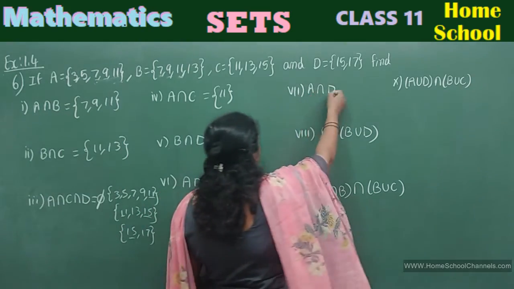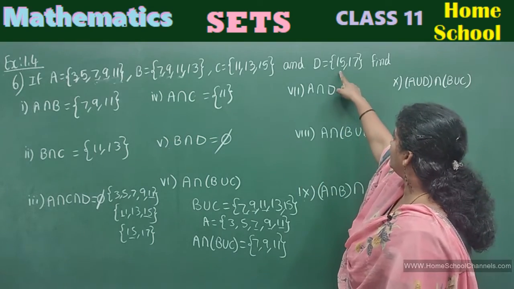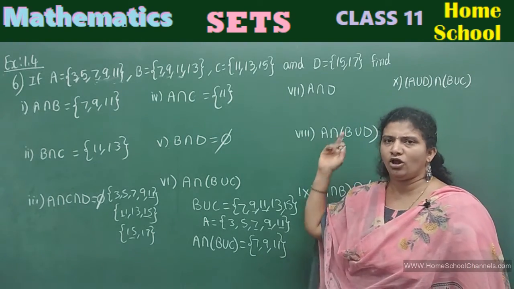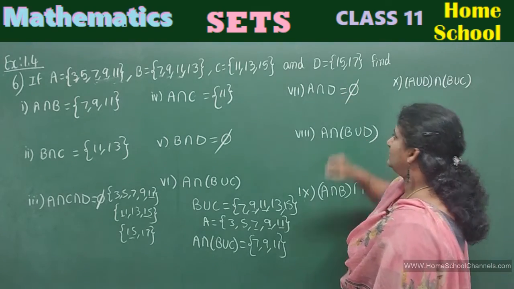See the 7th one, A intersection D. A is 3, 5, 7, 9, 11. D is 15, 17. Do you have any common elements? No common elements. So it is null set.